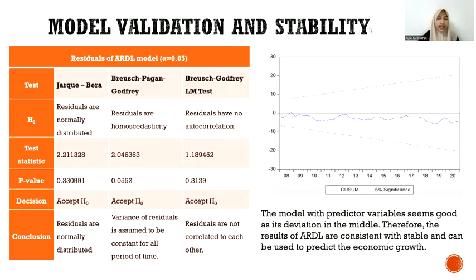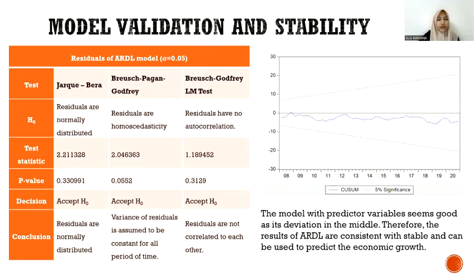Next is model validation and stability. For this paper, I'm using three different tests to determine the model validation. Firstly is the normality test, the Jarque-Bera test. As you can see, the p-value is 0.330991. So we can conclude that the residuals are normally distributed. Next is the Breusch-Pagan-Godfrey test. As you can see also, the p-value is higher, at 0.0552. So it can be concluded that the variance of the residuals is assumed to be constant for all periods of time.